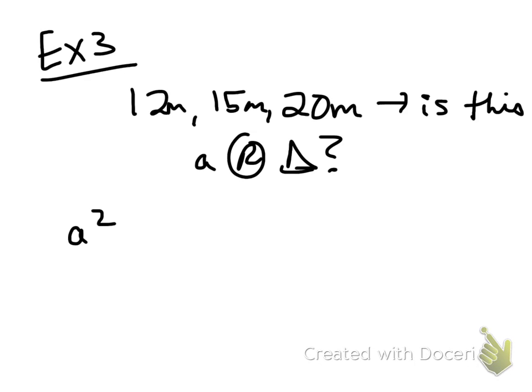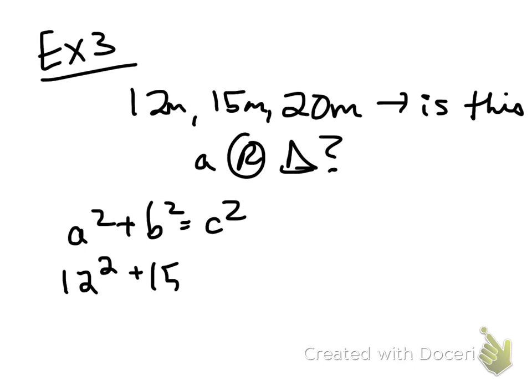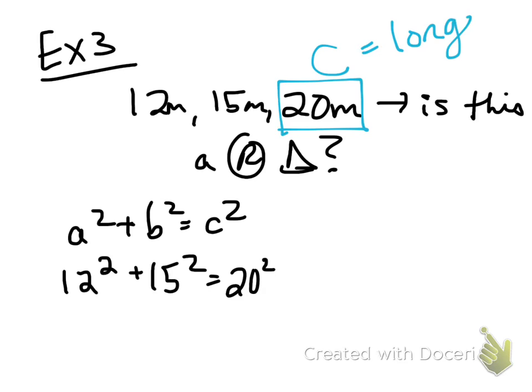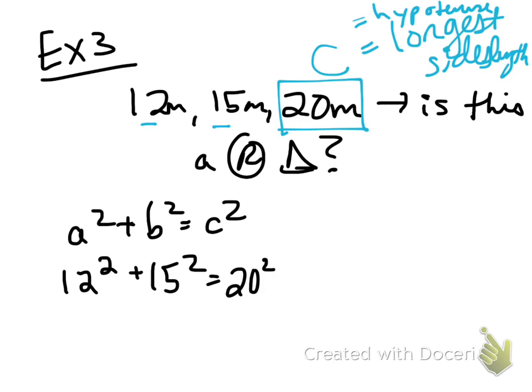You can check it by saying, well, a squared plus b squared equals c squared. I can use the converse of the Pythagorean theorem. It's going to say 12 squared plus 15 squared equals 20 squared. Now I know to plug in 20 for c because that's the longest side. C, or your hypotenuse, is always the longest side length. A and B, it doesn't matter which one, because when you're adding, it doesn't matter which number comes first. But c squared is always going to be the longest side.